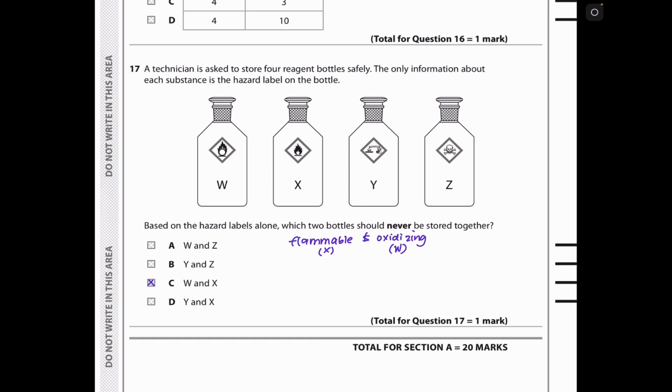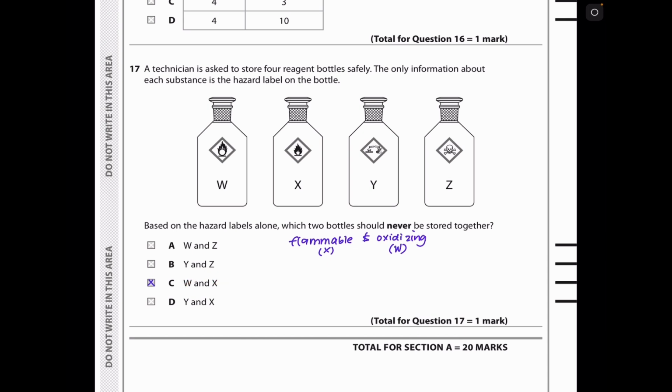In question 17, a technician is asked to store 4 reagent bottles safely. The only information about each substance is the hazard label on the bottle. So here we see W has oxidizing, this is flammable, this is corrosive, and that is toxic. They say based on the hazard labels alone, which 2 bottles should never be stored together. Never store together something that is oxidizing and flammable, because the oxidizing one can produce oxygen and the other can catch fire. So it should be W and X.